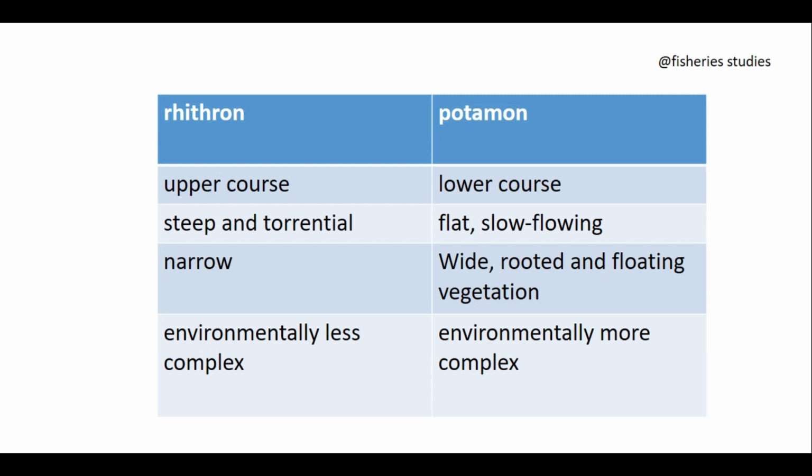There are 2 zones, namely Rhithron and Potamon. Rhithron is the upper course of the river. Potamon is the lower course of the river. Rhithron is steep and torrential. Potamon is flat and slow flowing. Rhithron is narrow, Potamon is wide. Rhithron is environmentally less complex compared to Potamon.